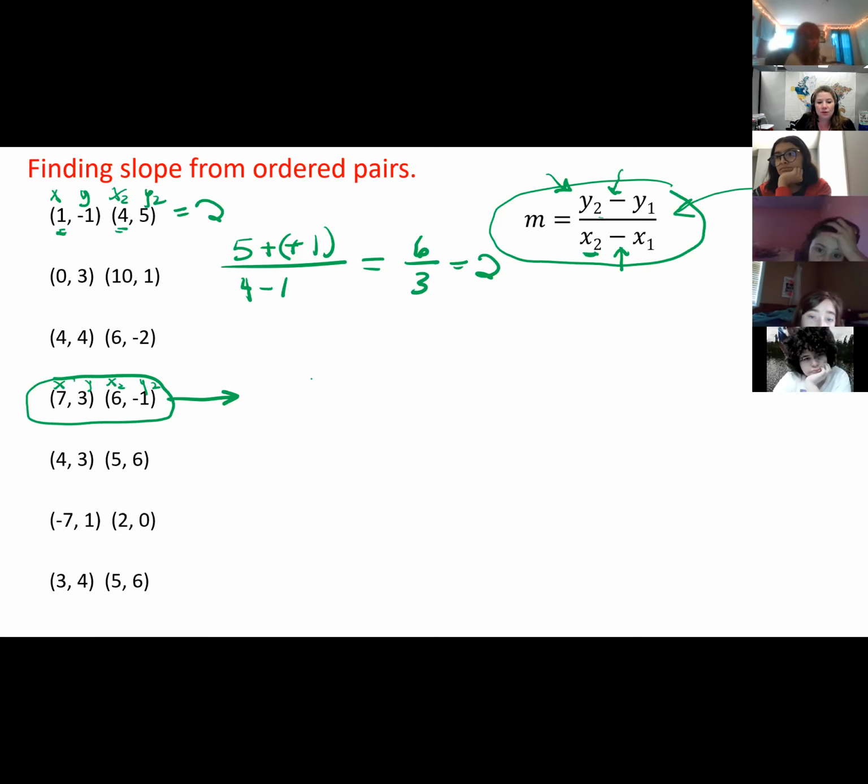It says y2, which is -1, minus, we always say minus our first y, which is 3, over, what's x2? Hold up the right number of fingers. What is x2? What number? Yes, 6. I'm going to use minus, and then x1 is 7. Okay? Do you understand, guys? Now, everybody simplify this.